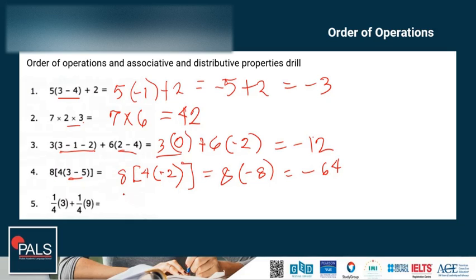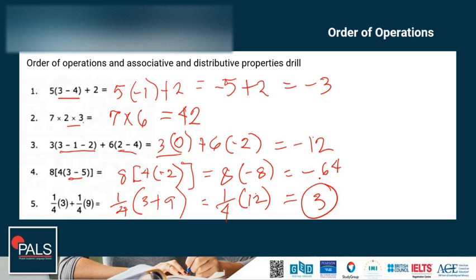Okay, so factored format, 1/4 times 3 plus 9. So 1/4 times 3 plus 9 is 12. And it's easy to find the 1/4 of 12 or the quarter of 12. So the quarter of 12 is 3. So the answer is 3.